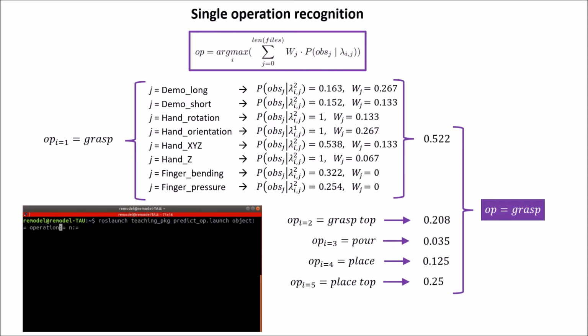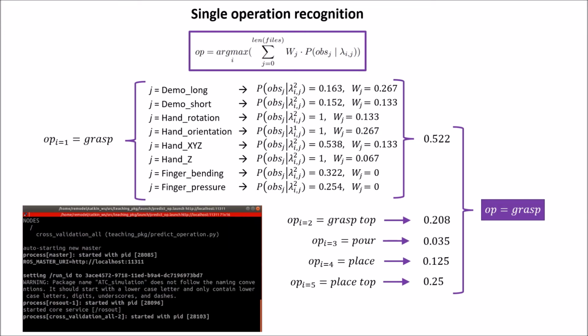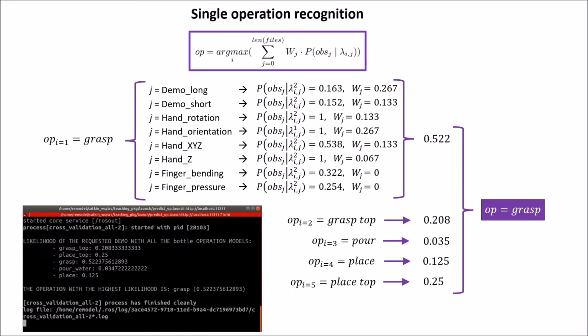Here we can see how the Markov models are used to recognize the recorded operation. For each of the possible operations of a bottle, the likelihood of the observed sequence of primitives of each variable is computed with its corresponding model. Then the weighted average is calculated, obtaining the likelihood of the operation. Finally, the selected operation is the one with the highest value, in this case grasp, with a 0.52/1.